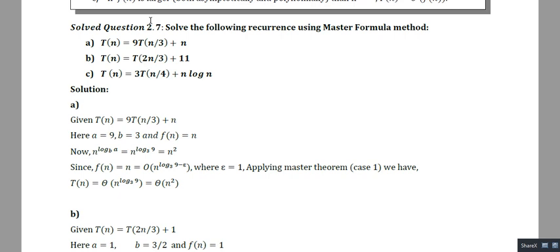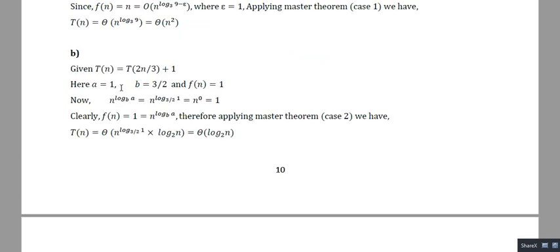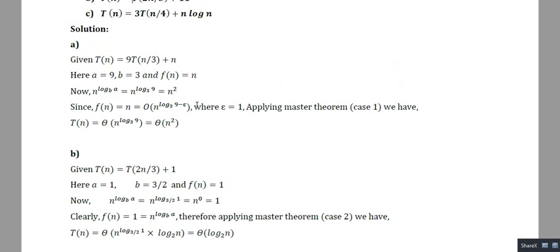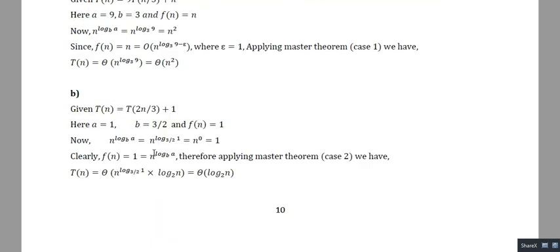So similarly for this question, you have to represent this in the form a T(n by b). So here you cannot say b is 3 and a is 2. So a is 1 and b is 3 by 2, because we can write n by 3 by 2, that is equivalent to 2n by 3. So here a equals 1, b equals 3 by 2, and f(n) is a constant 1. Okay, printing mistake, it will be 1. So n power log a base b will be n power 0, equal to 1.